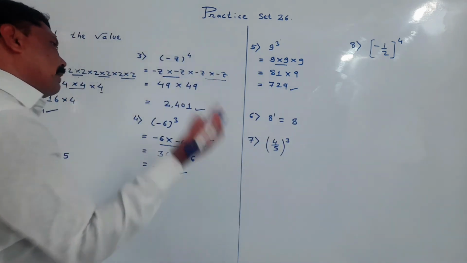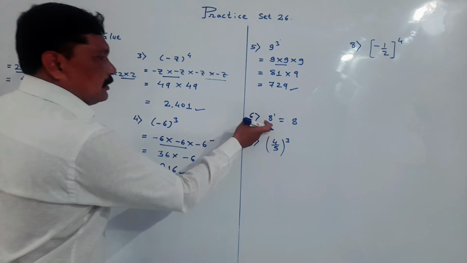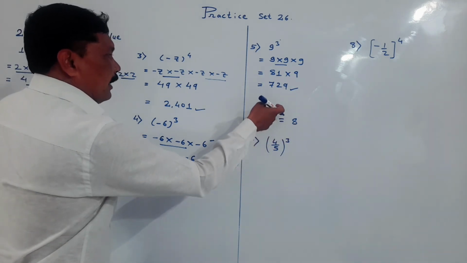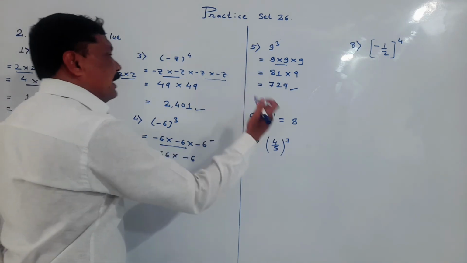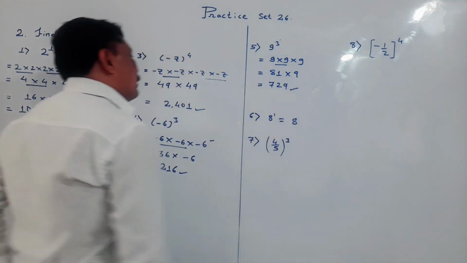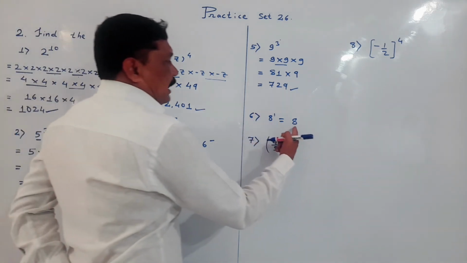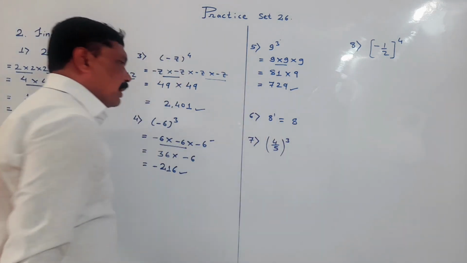Multiplying the base again and again, but here the index is 1. So we have to keep the base at one time only, and therefore the answer will be 8.